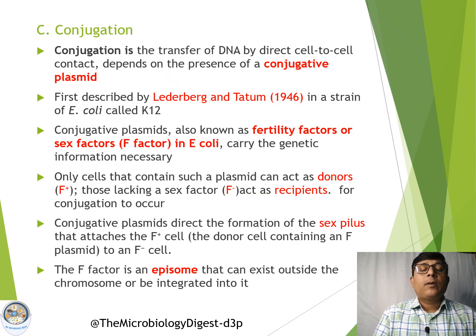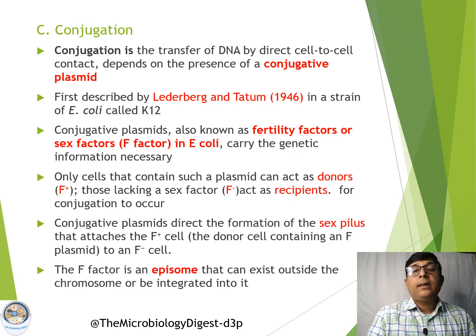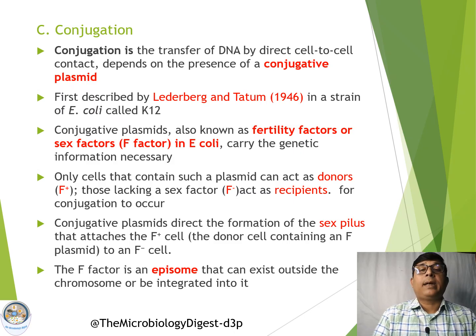Okay, the next method of bacterial recombination is conjugation. So conjugation is the transfer of DNA by direct cell to cell contact. Okay, so this depends on the presence of a specific plasmid. This is called the conjugative plasmid.